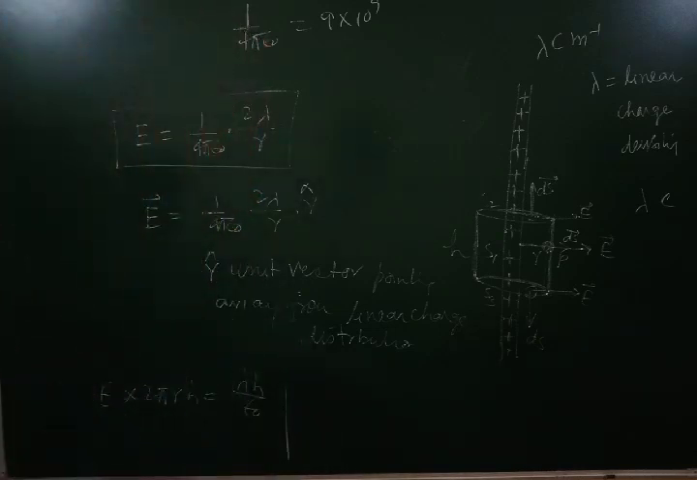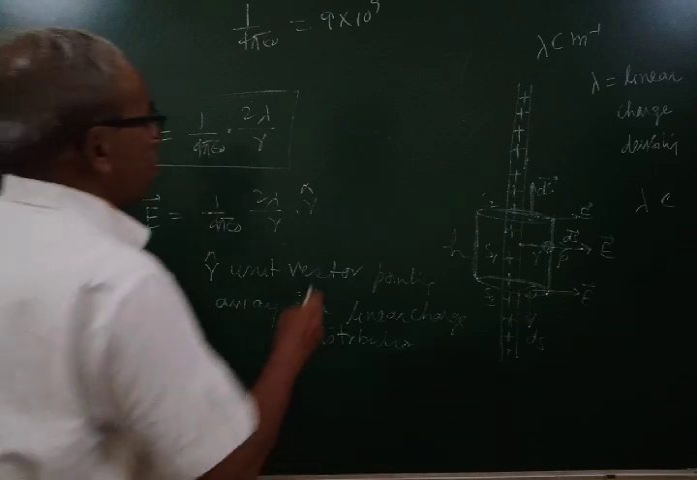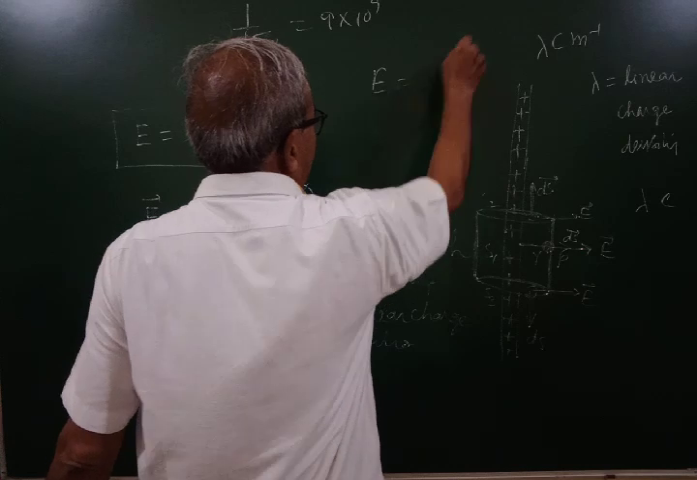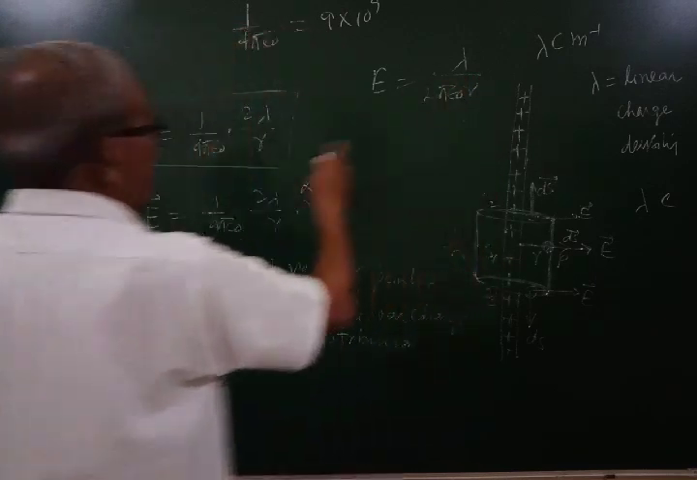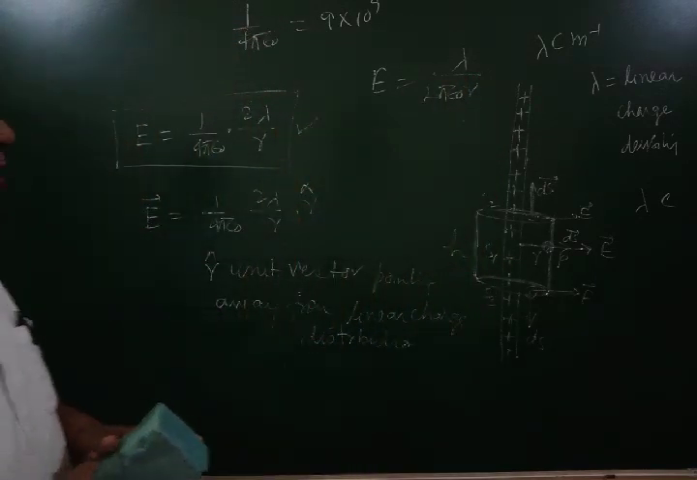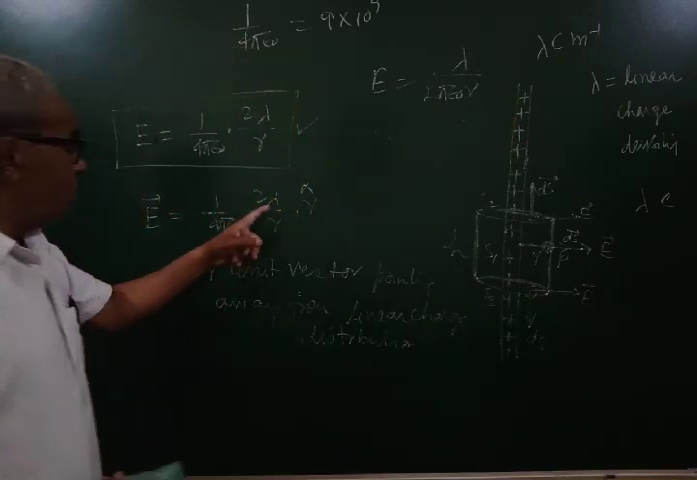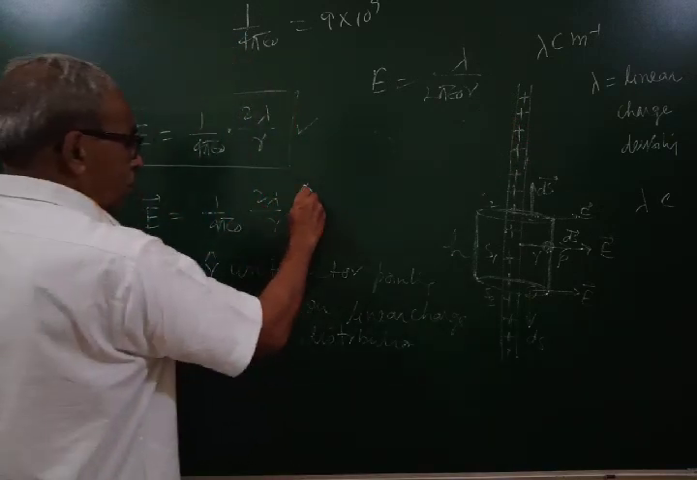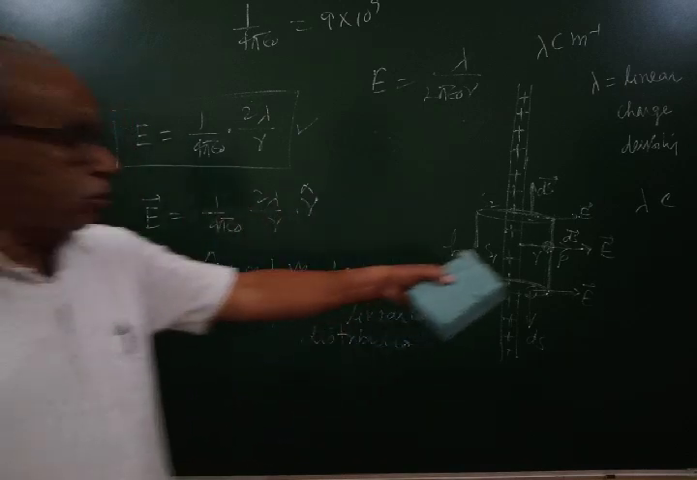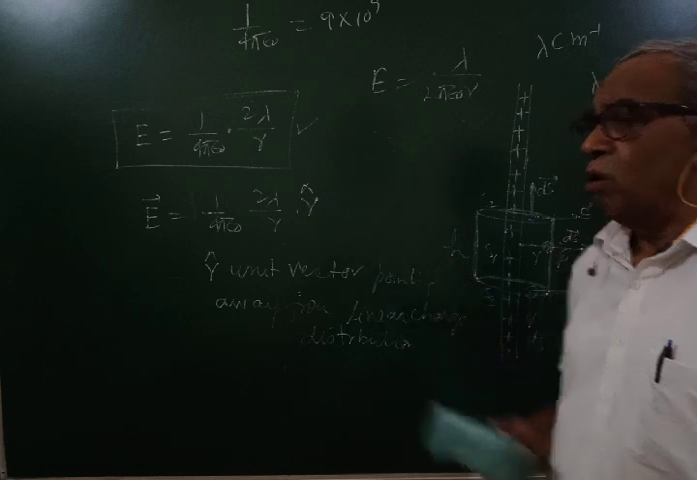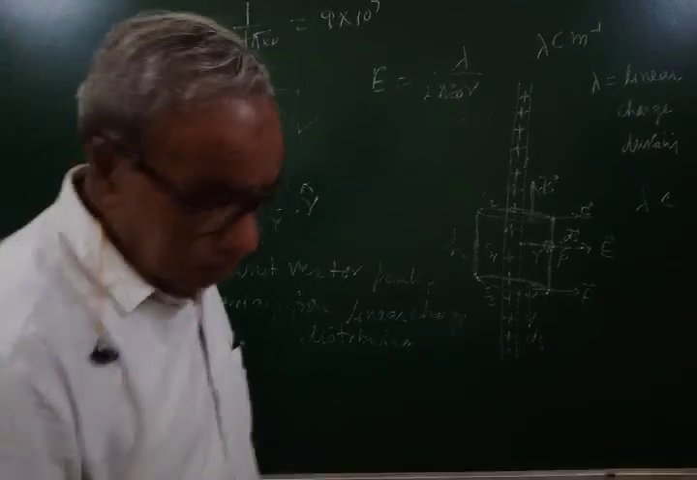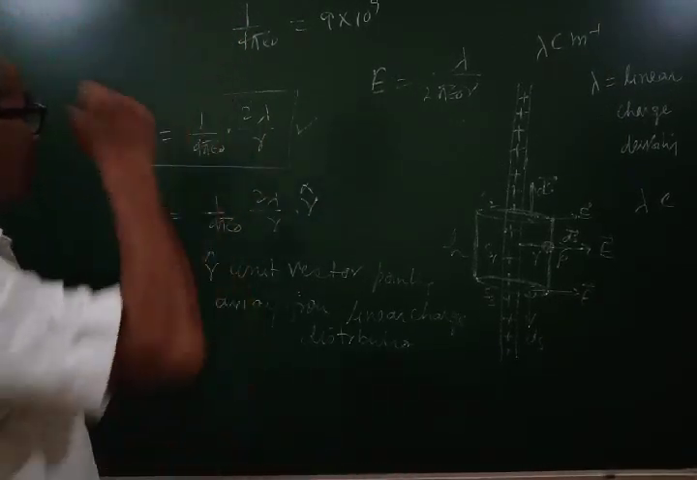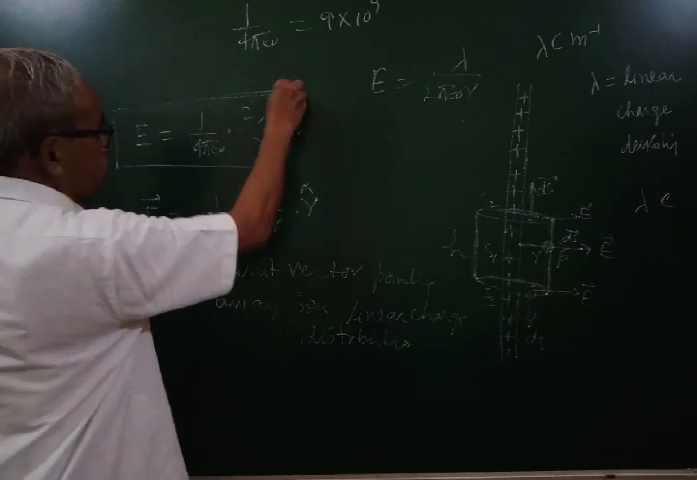So I think it is clear to you all. Electric field due to a long linear charge distribution: simply we write lambda upon 2 pi epsilon 0 r, but to make it simpler, we write it like this. If the charge is negative, it will be minus lambda, and r cap remains the same. The minus sign indicates that the electric field is opposite to the unit vector r. So this is one application of Gauss's theorem, the electric field due to a long linear charge distribution.